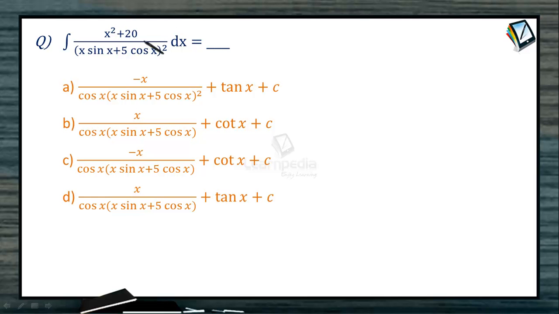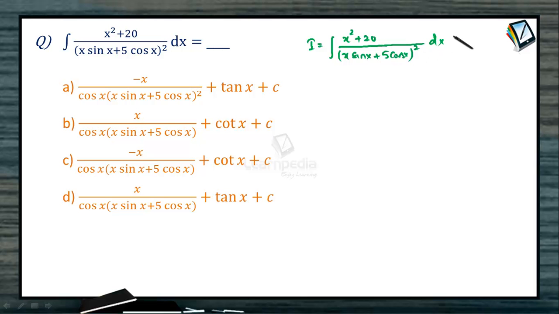We need to find the integral of (x² + 20) / (x sin x + 5 cos x)² dx. But if you look at this function, it's a little bit complicated to integrate. So let's make some suitable changes in the function so that it becomes easy for integration. Now consider I as the given integral, that is the integral of (x² + 20) / (x sin x + 5 cos x)², right?